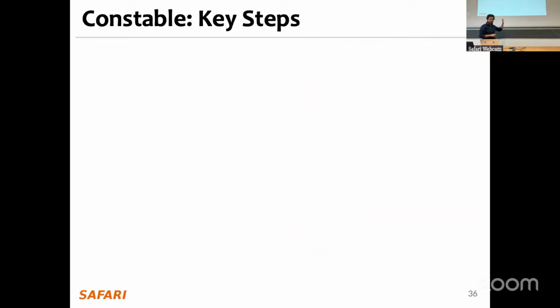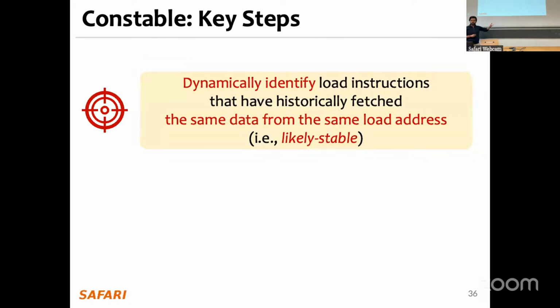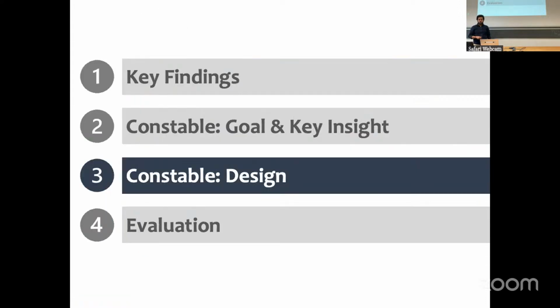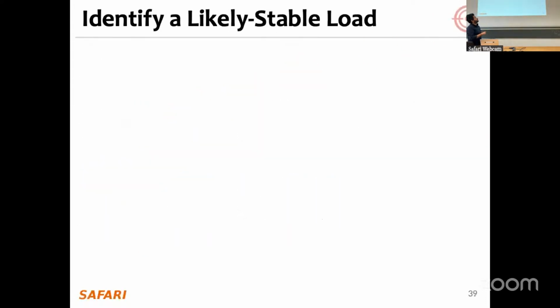Then how is it going to work? It works in two steps. First, it dynamically identifies load instructions that have a history of fetching the same data from the same address. In the beginning, it says, I'm not going to do anything, I'm just going to observe what's exactly happening: which load instructions are fetching the same data repeatedly from the same address. Once you know these are the instructions, you target their execution: for these instructions, you track the modifications of their source register as well as modifications to their load address to start this elimination process. Let's see a bit of an overview of how the elimination process works.